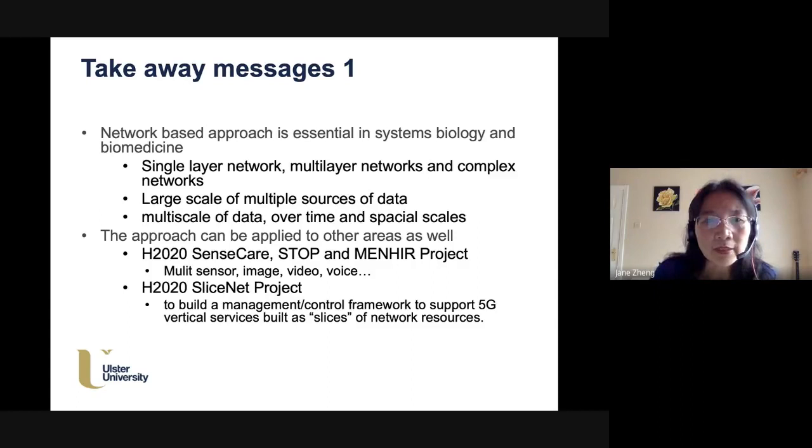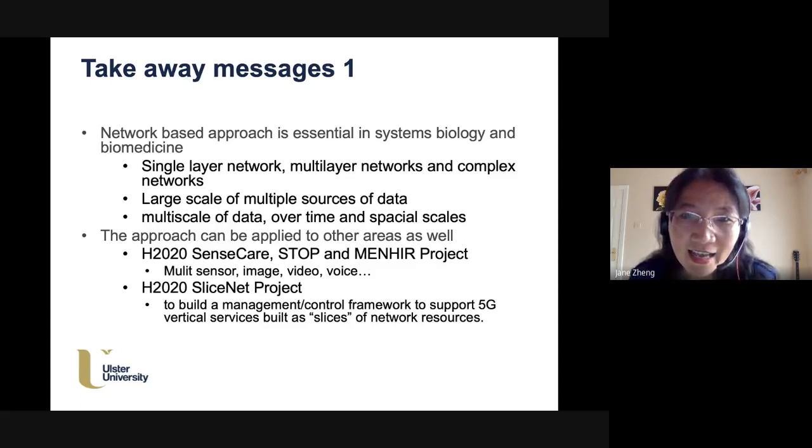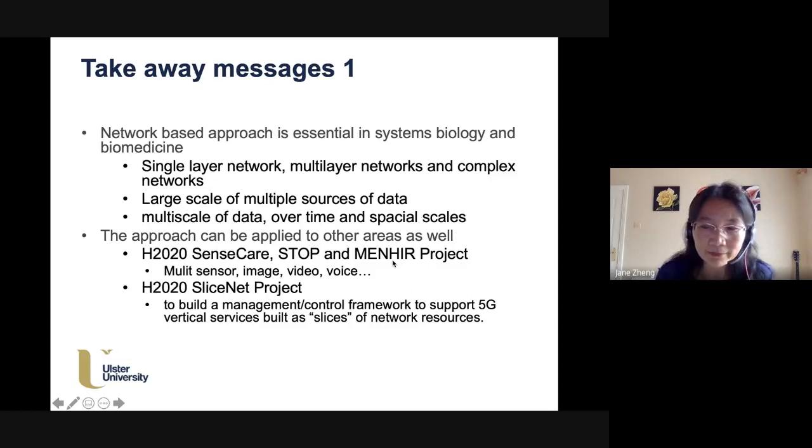So, for example, currently we have the SenseCare project already finished, but we have two new EU projects, STOP and MANHIRE. For the STOP project, we look at overweight, obesity, prevention of obesity. So you will have data from the different sensors, image, and your lifestyle, etc. And for the MANHIRE project, we look at mental health. It was very interesting that Dr. Haritma and Kopra talked about mental health earlier. This is a project we just started this year. Again, you have the image data, video data, and how you can use that to detect affective well-being. And different data can be used as well.